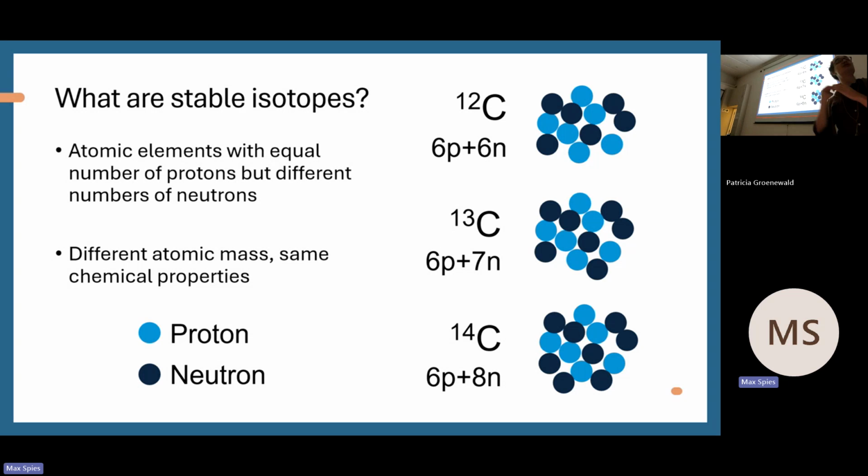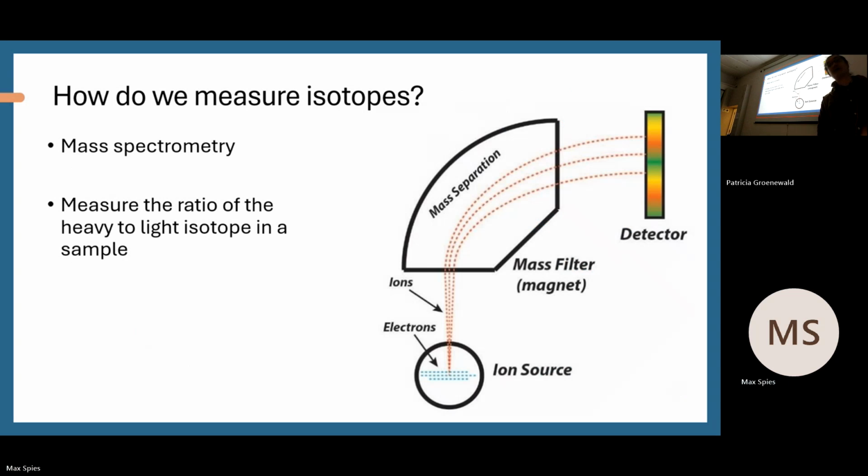There are also loads of different applications for isotopic work. Obviously, I'll be focusing on archaeology tonight, but there are various other fields that use this kind of technology. How do we measure isotopes? Basically, it's pretty much impossible to weigh an atom, but using the fact that some of these isotopes are heavier and others are lighter, we can measure the ratio between the heavy and light versions. And we do this using mass spectrometry.